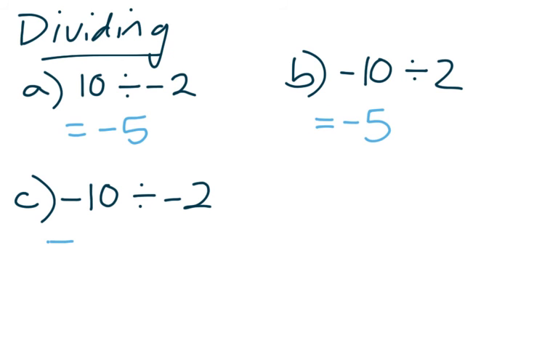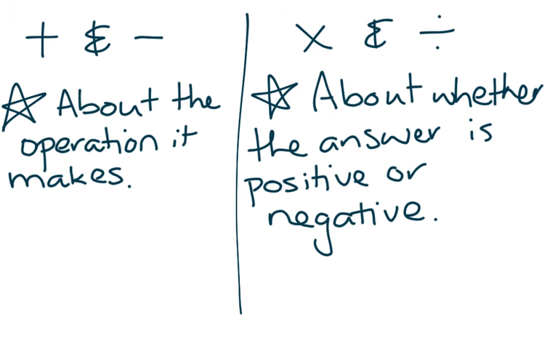However, when we get to part C, negative 10 divided by negative 2, we can cancel those out because that's going to become positive. 10 divided by 2 is 5. So the rule for multiplication and division is about whether or not the answer is positive or negative.